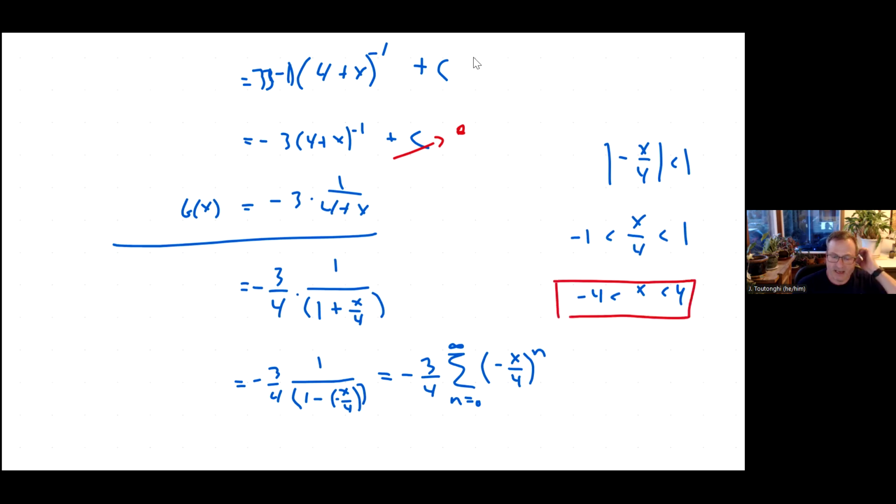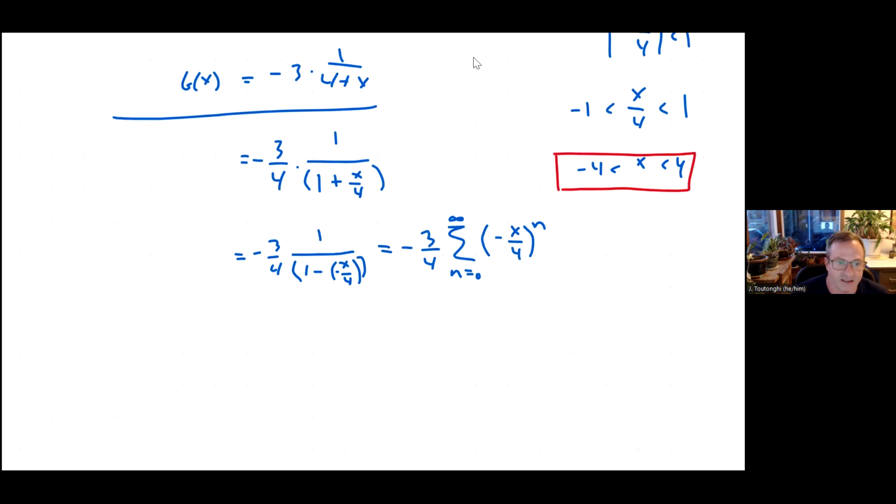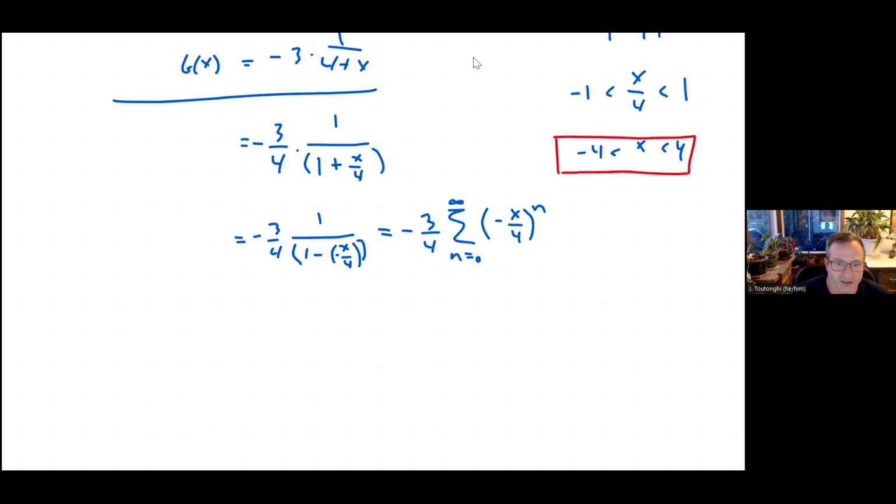So I've got my capital G of x, which was the antiderivative of little g of x. And now to find the power series representation of little g of x, we want to take the derivative of capital G of x. And we're going to do it term by term. So little g of x is G prime of x, which is -3/4.